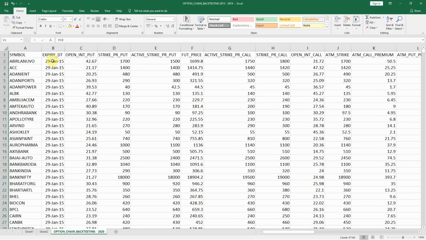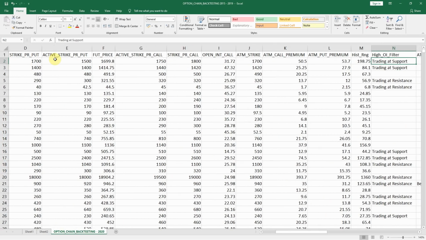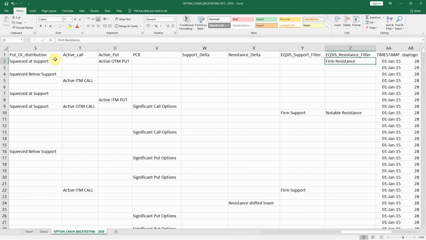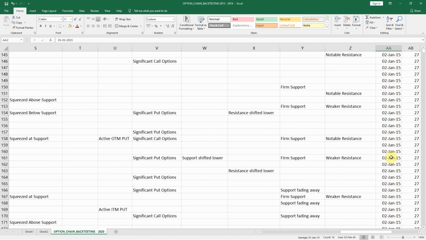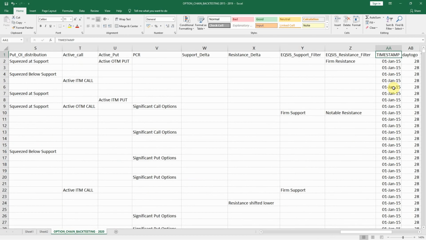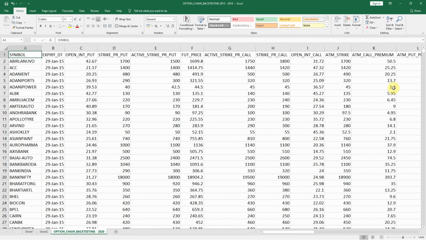Now look at this. Point number one, I said it is back tested from 2015. This is Aditya Birla Nova, the contract expiring on 29th Jan, and if I look at the timestamp here, it's 1st Jan 2015. If I go down, for 1st Jan 2015 we must have close to 150 or 200 records, because every futures contract has been evaluated on this ground. We wanted to know what happens to these futures contracts.